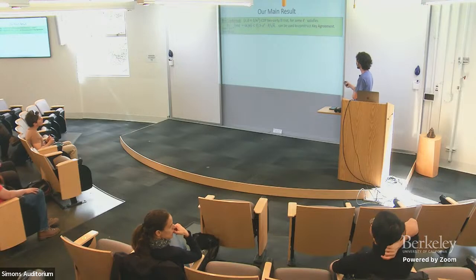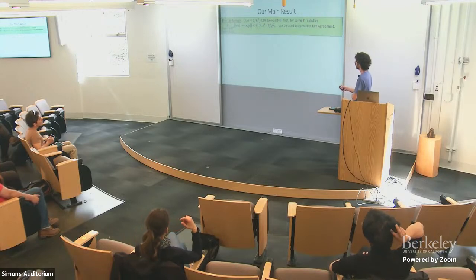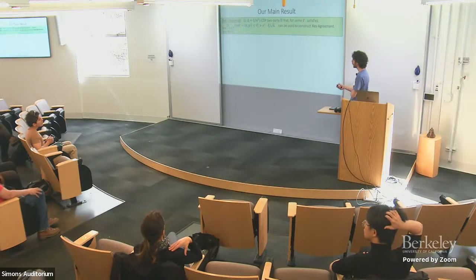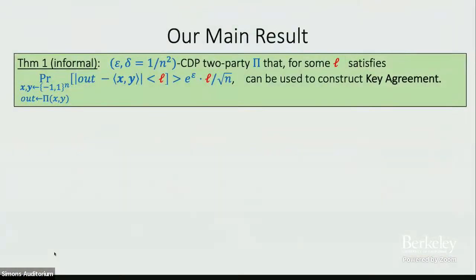So here is the exact claim. Let's assume that pi is a protocol which is epsilon, delta computationally differentially private for small enough delta, and for some number L it satisfies that if we choose the input at random and compute the output of the protocol, the distance between the output of the protocol and the real inner product is smaller than L with probability larger than L over square root of n. If we have such a guarantee, we can use the protocol pi in order to construct a key agreement protocol. The inner product should be computed over the integers.